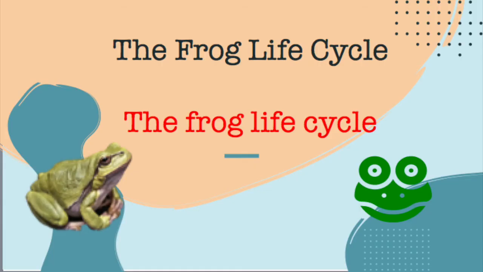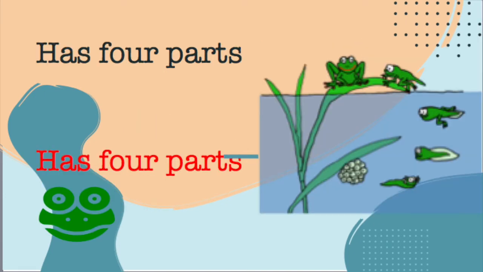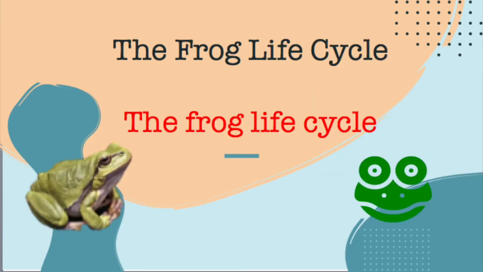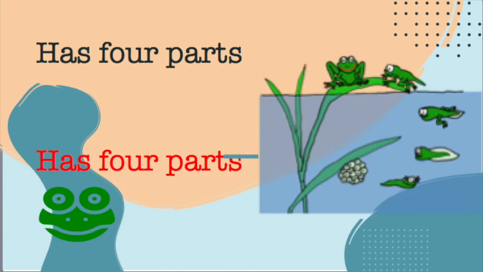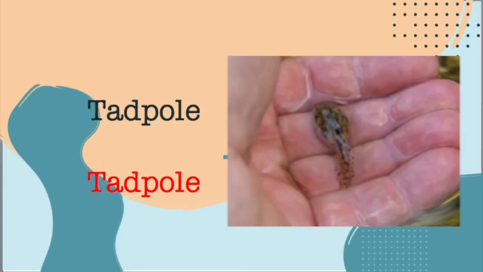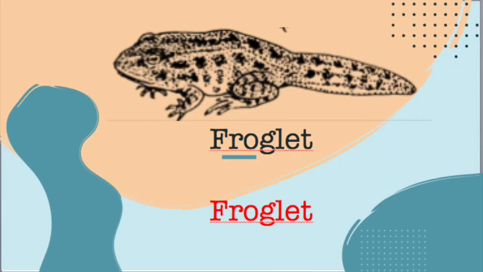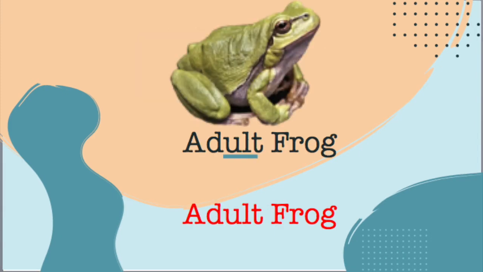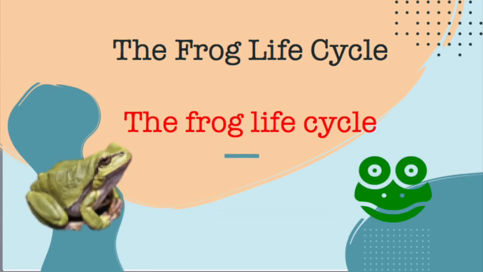I said the frog life cycle. The frog life cycle has four parts. Has four parts. I said the frog life cycle. The frog life cycle has four parts. Has four parts. Egg, egg, tadpole, tadpole, froglet, froglet, adult, frog, adult, frog. I said the frog life cycle.